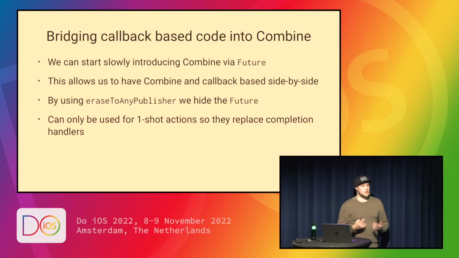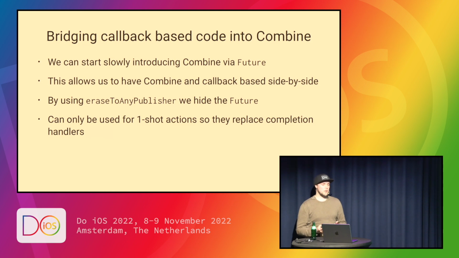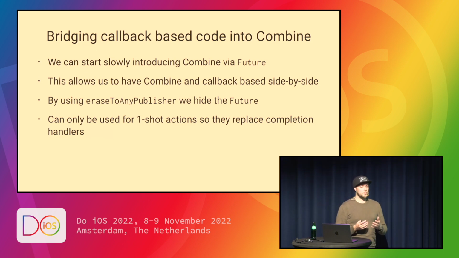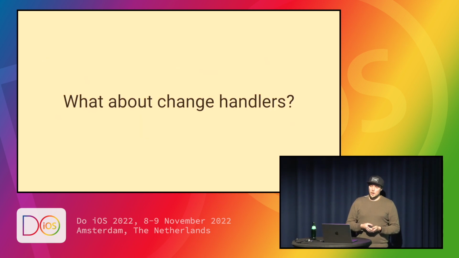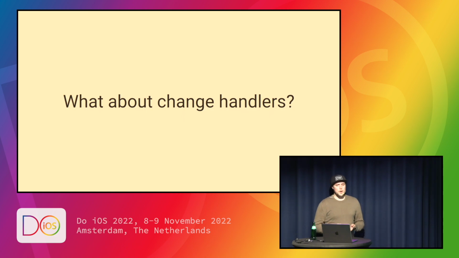And sadly, this future can only be used for one-shot actions. So the future approach is only for completion handlers, right? Because a completion handler expects to only be called once. So this is perfect for that. So what about change handlers? Well, they follow a somewhat similar, but not quite the same pattern.